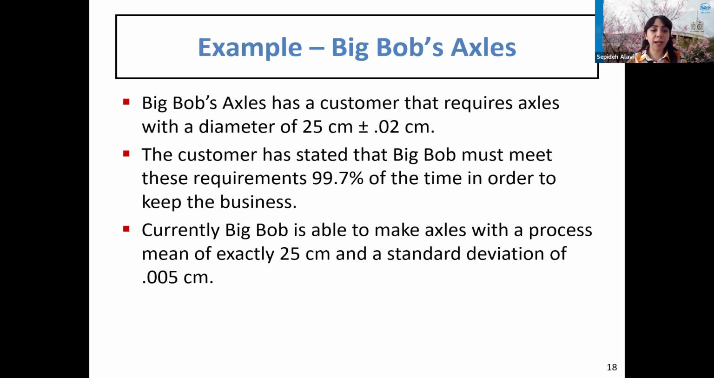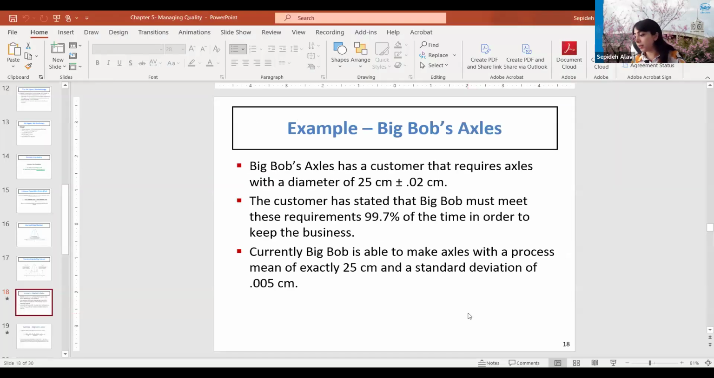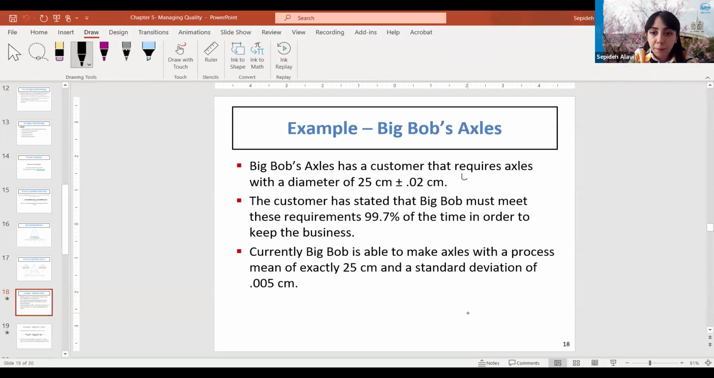First of all, you need to calculate the upper and lower tolerance limits. Let me go out of the slideshow and start writing here. The upper tolerance limit is 25 centimeters plus 0.02, which will be 25.02. And the lower tolerance limit is 25 centimeters minus 0.02, which is 24.98.